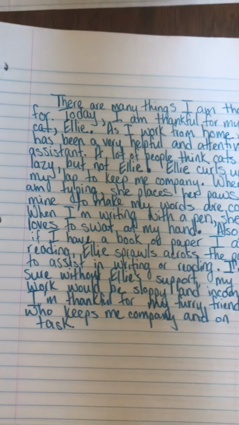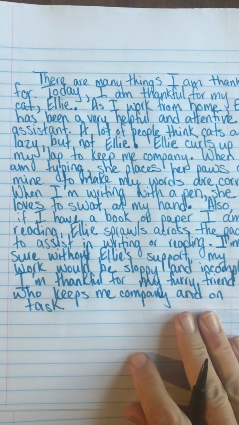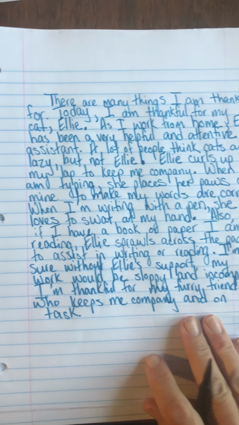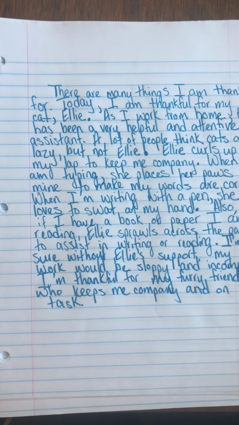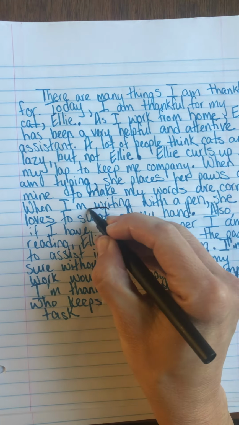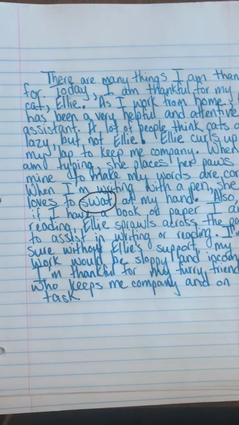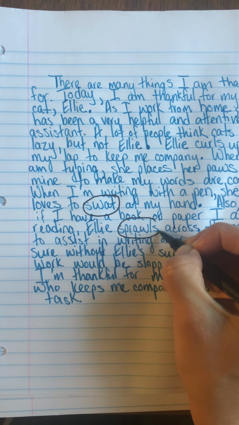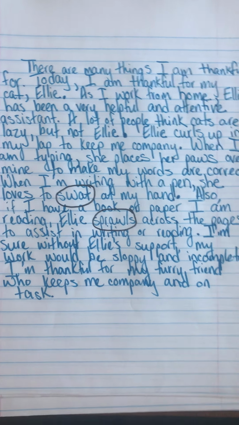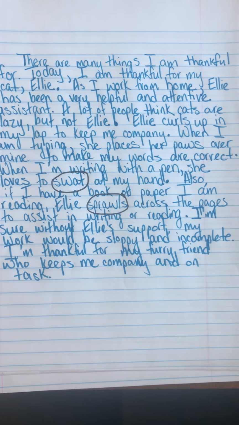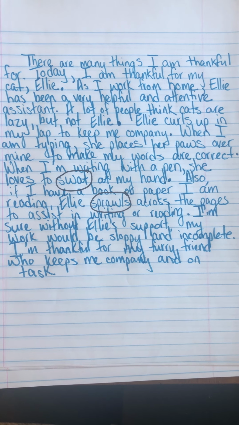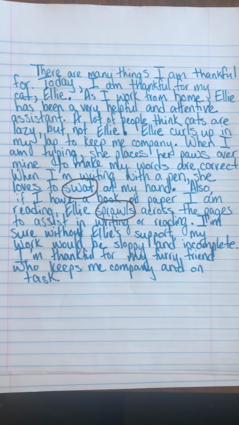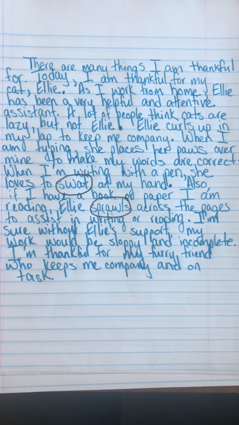Very quickly, I'm just going to circle a few of the vivid verbs that I used in my writing to really show the reader what kind of actions Ellie does. So some of them, the one where she swats at the pen in my hand, and how she sprawls out across the paper or the book. Those are vivid verbs that really show the reader exactly what Ellie does. There are other vivid verbs in my writing, but I encourage you to try out vivid verbs in your writing to explain what you are thankful for today.